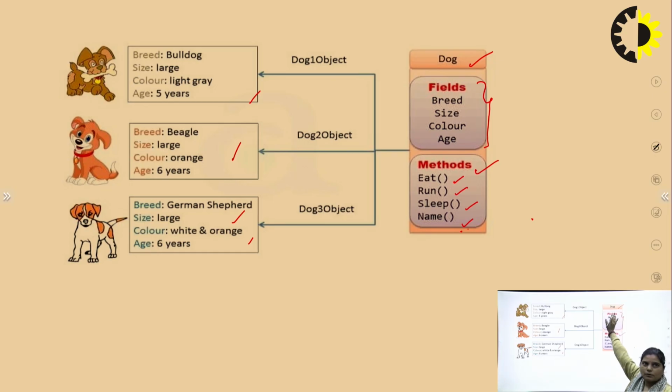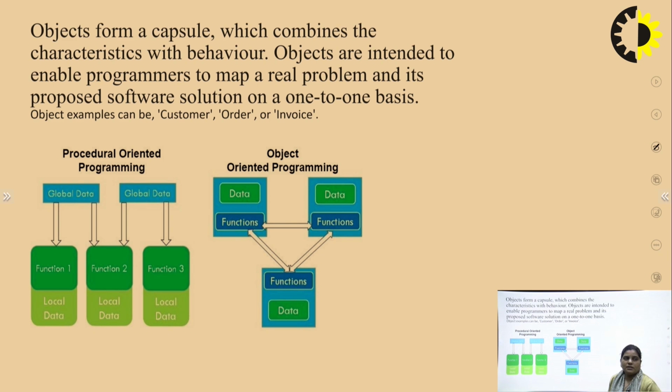So this is a particular class, dog, having different fields such as breed, size, color, and age, and the methods are these. These fields are further specified separately by the different objects, dog 1 object, dog 2 object, and dog 3 object. Now objects basically form a kind of capsule which combines the characteristics and the behavior of that particular object. Objects are intended to enable programmers to map real problems and their proposed software solutions on a one-to-one basis.